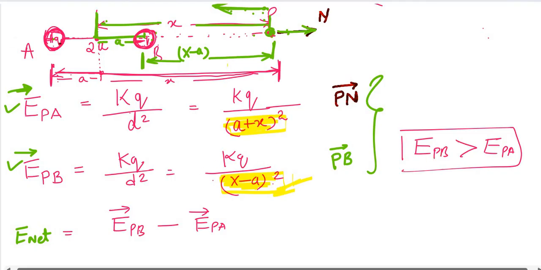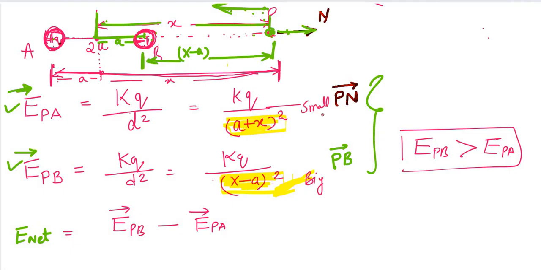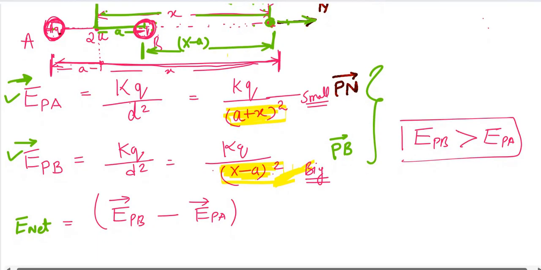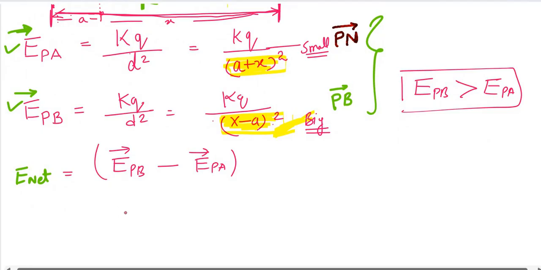So according to me, I feel that this value is bigger and this value is smaller. That's why we are subtracting. Okay, so if we subtract, what will it become? kQ by (x minus a) square minus kQ by (x plus a) square.